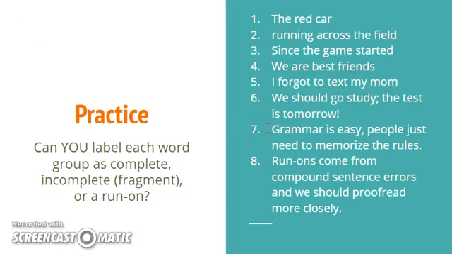7. Grammar is easy, people just need to memorize the rules. This is actually a run-on because I've got a comma, but no FANBOYS word to go with it. Number 8. Run-ons come from compound sentence errors, and we should proofread more closely. Which is kind of ironic because number 8 is a run-on. It's a compound sentence that went badly. We should have a comma right here to go with the FANBOYS word and then we would be fine.